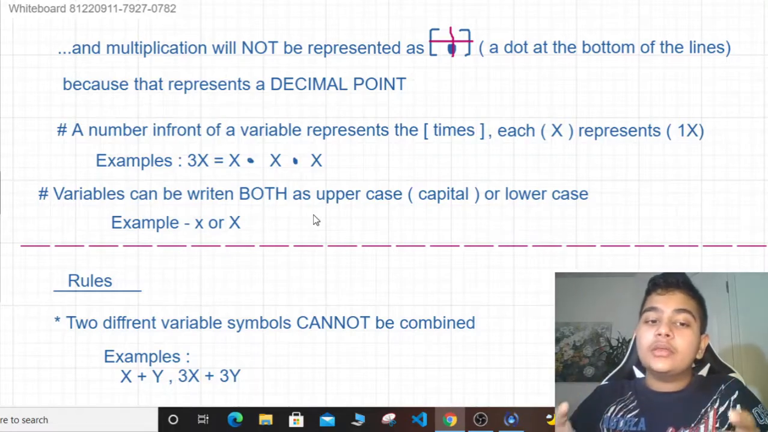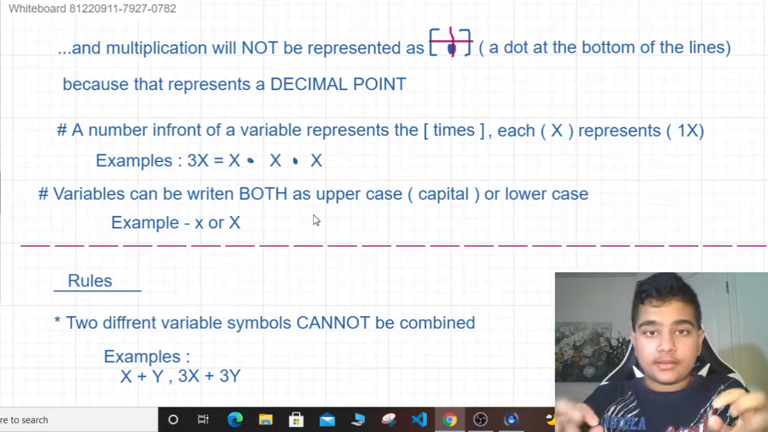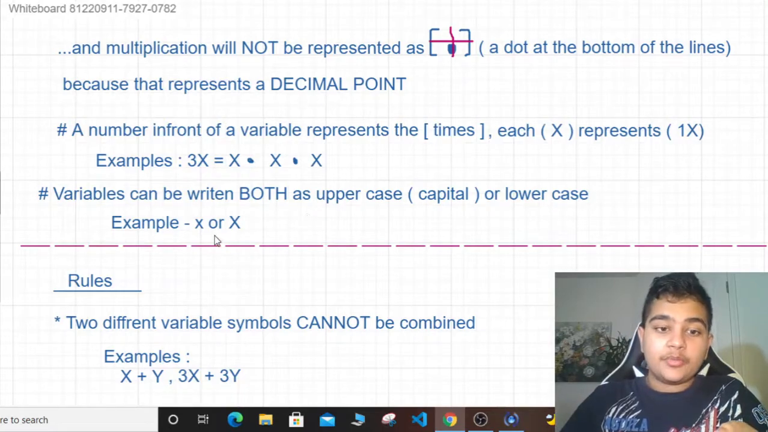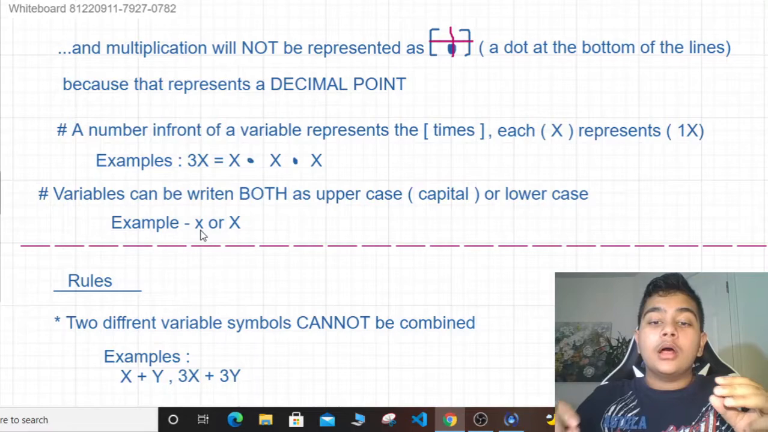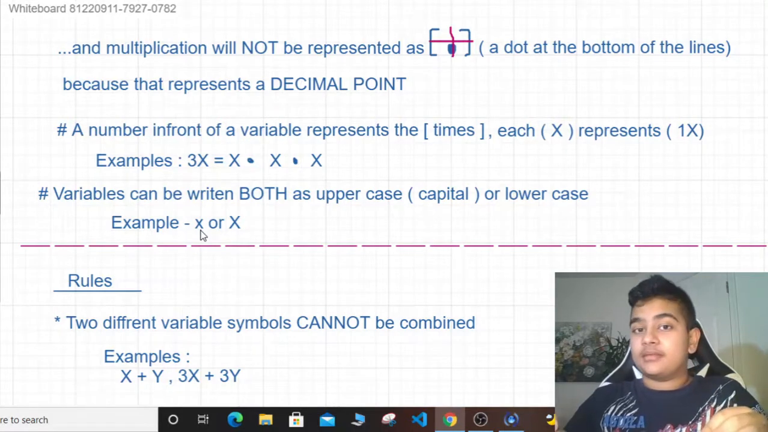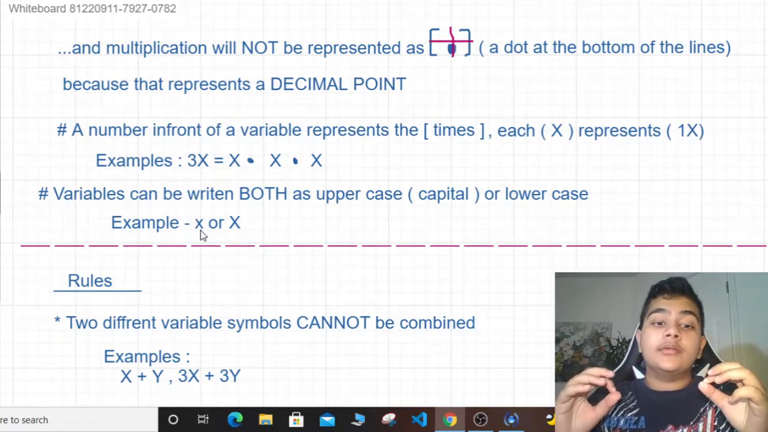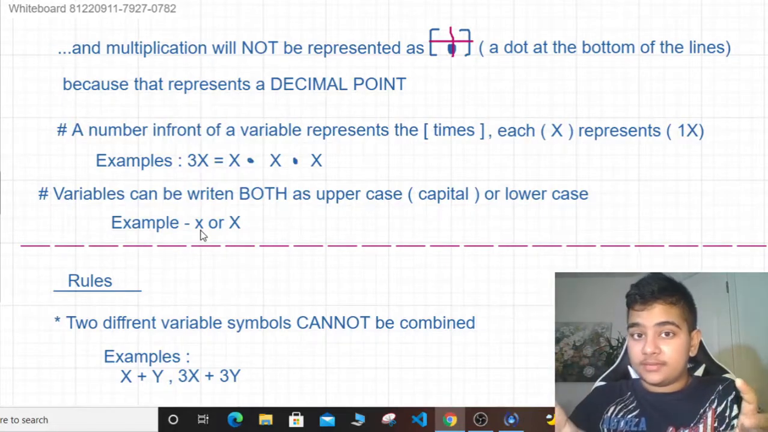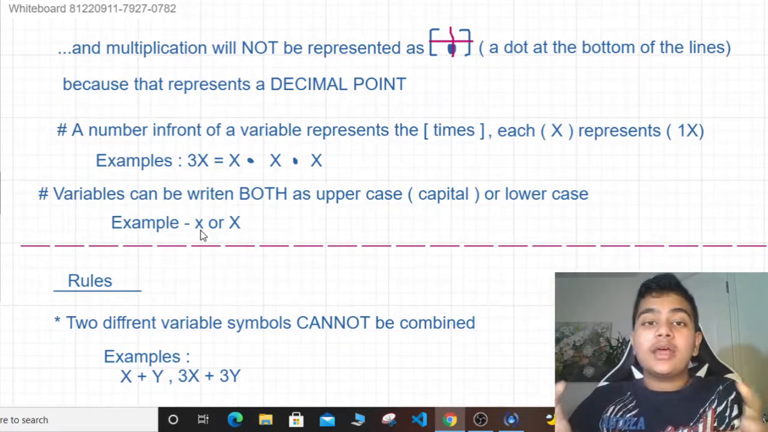Variables can be written as either an uppercase capital letter or a lowercase letter. Here in the example we can see the lowercase x and the uppercase X, and a variable can be represented using either of these. A variable doesn't have to be uppercase X or lowercase x, it could be either.